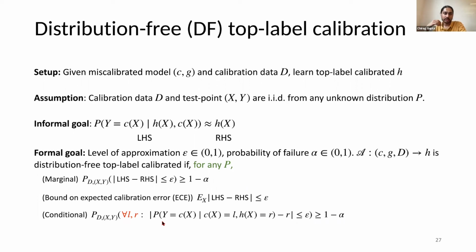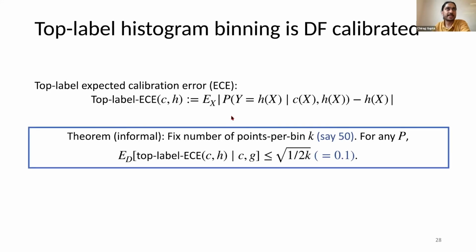But the top label histogram binning method actually achieves all three of these guarantees. I'll present the ECE guarantee, which, if you recall, is the expected value of the difference between the LHS and the RHS. Now if you fix the number of points per bin, which is the only hyperparameter of the algorithm, say K equals 50, then for any P, the expected ECE, which is kind of like an expectation of an expectation, which is weird but you need that to make it formal, will be at most square root of 1 over 2K, which is 0.1. I do say informal here, but this constant is tight.